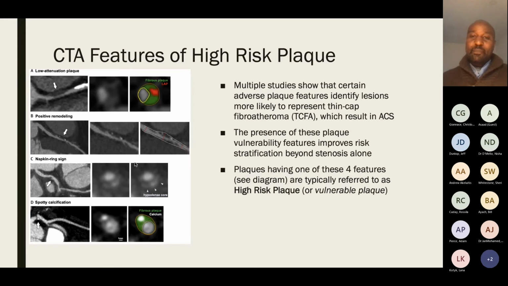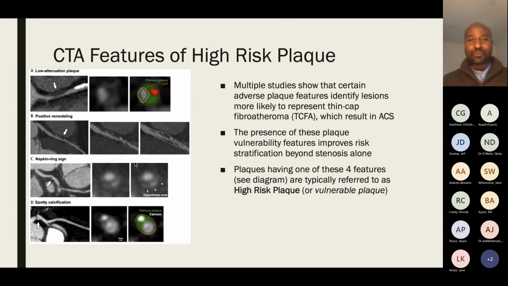Multiple studies have been published that show that certain adverse plaque features can identify plaque that is more likely to represent thin cap fibroatheroma, which is the type that tends to result in plaque rupture and acute coronary syndrome. The presence of these plaque vulnerability features actually improves risk stratification beyond severity of diameter stenosis alone. You see these outlined in the diagram.